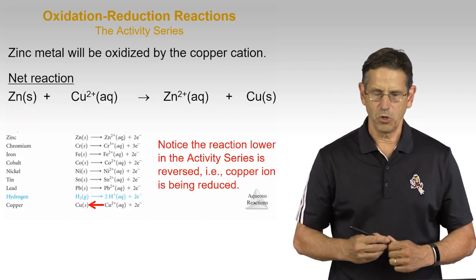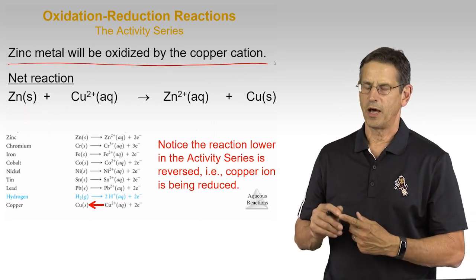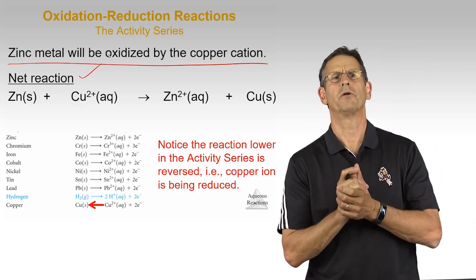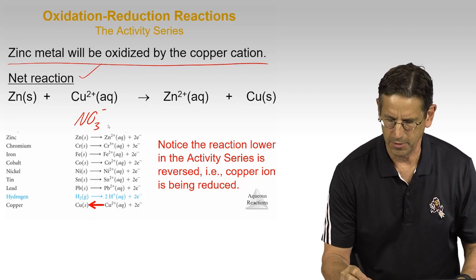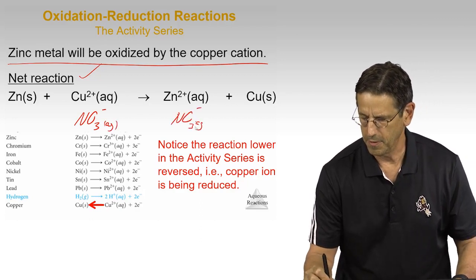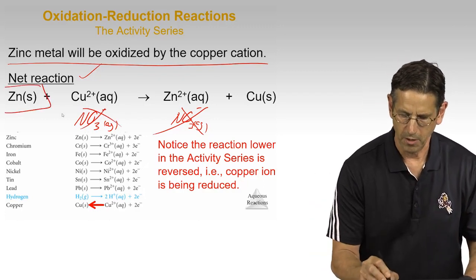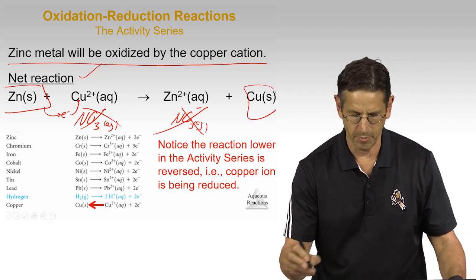Okay, so once again, we say zinc metal will be oxidized by the copper cation, and here's the net reaction, right? We can leave out, what is our spectator ion? Spectator ion is a nitrate, NO3 minus (aq), and that's going to be on both sides, so we cross those out. And you'll notice the net reaction, zinc metal giving up electrons to copper 2+, plating out copper solid.